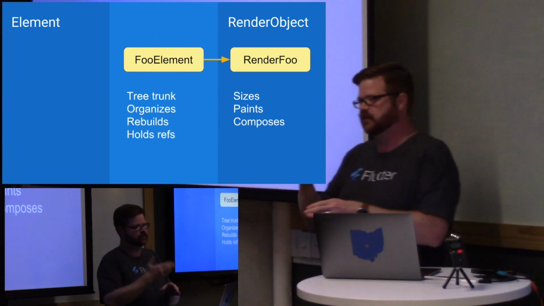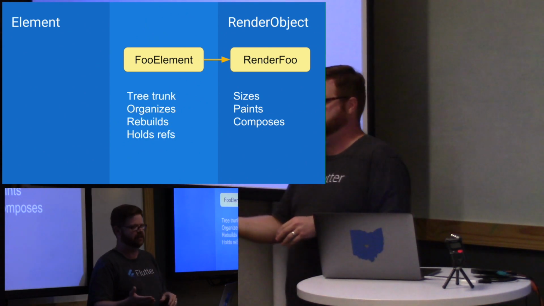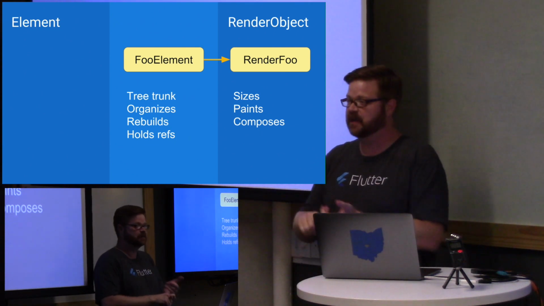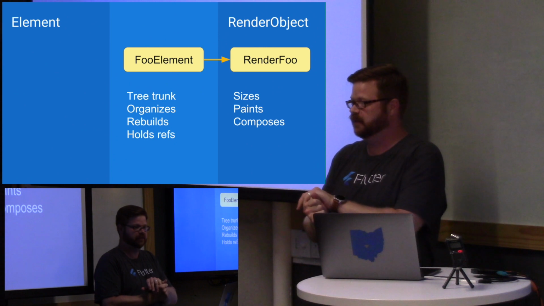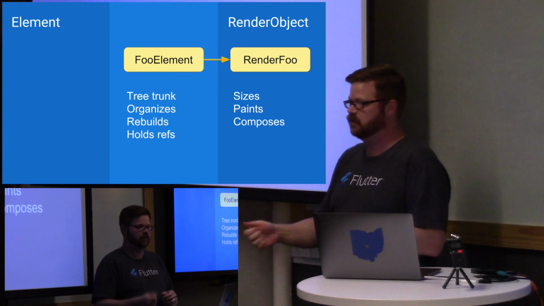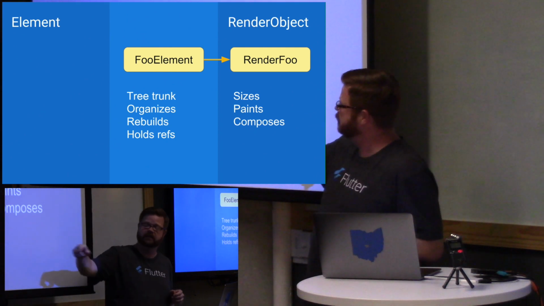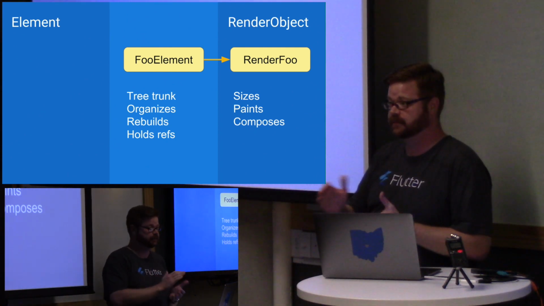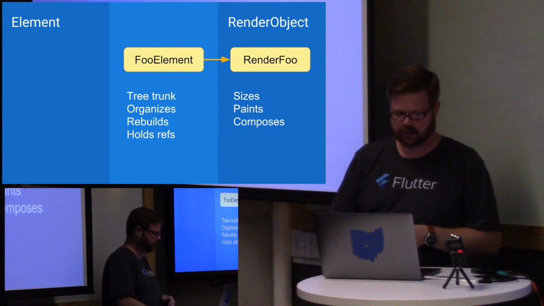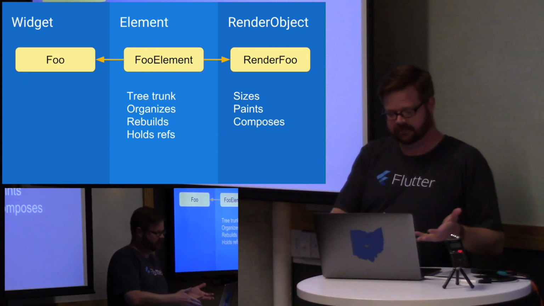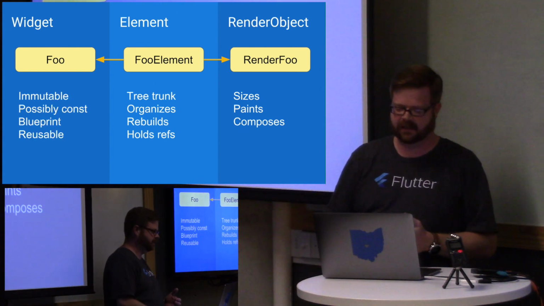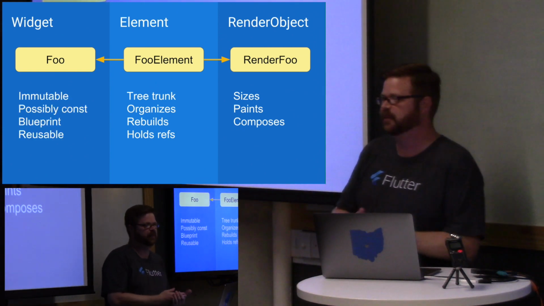So the element tree is the trunk. It connects everything else, as you're going to see ad nauseum in the rest of this talk. It is responsible for organizing the tree, kicking off rebuilds of things that are dirty, things like that. It holds references to render objects and widgets, and you'll see later state objects. And it can rebuild things. And then finally, on this end, we get to a widget. A widget, as they say in the source code, is an immutable blueprint for an element.